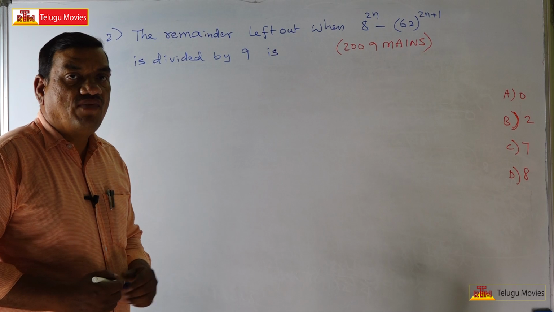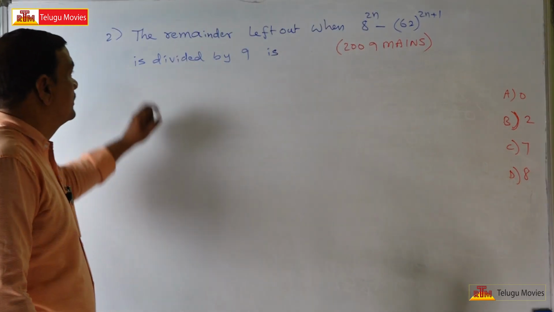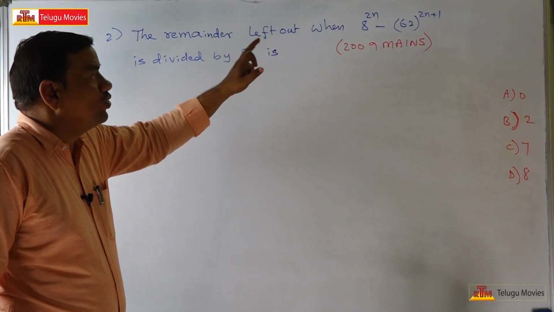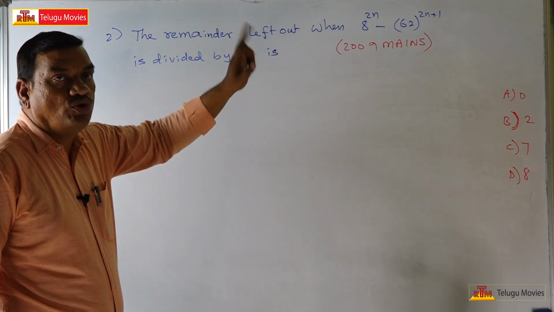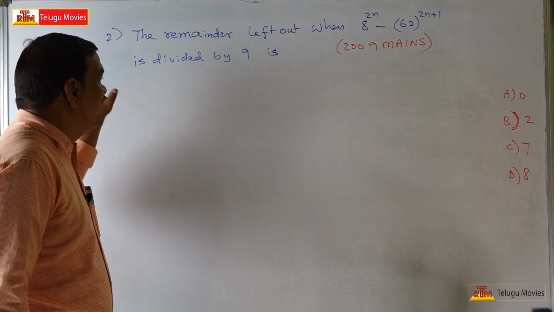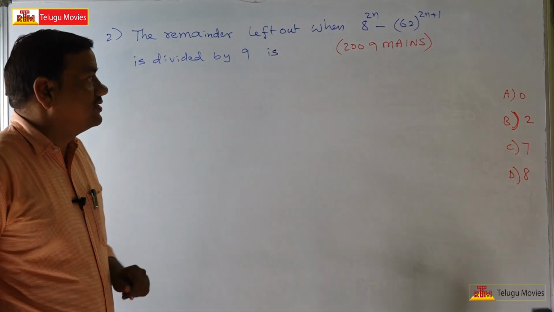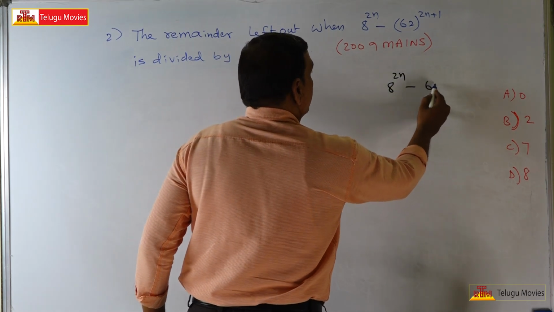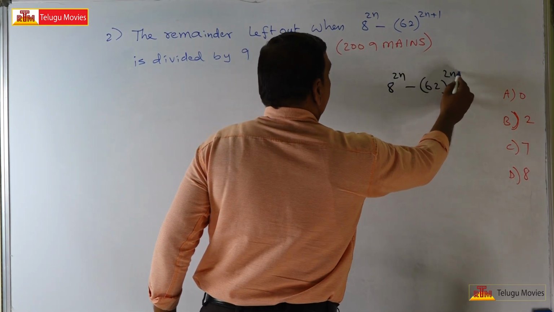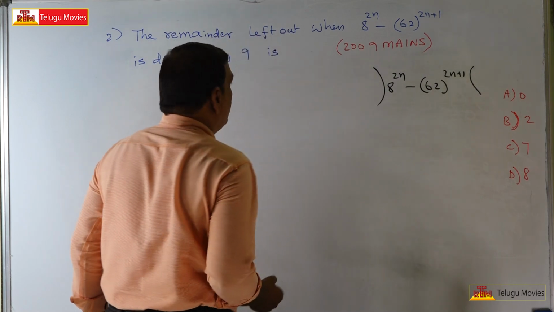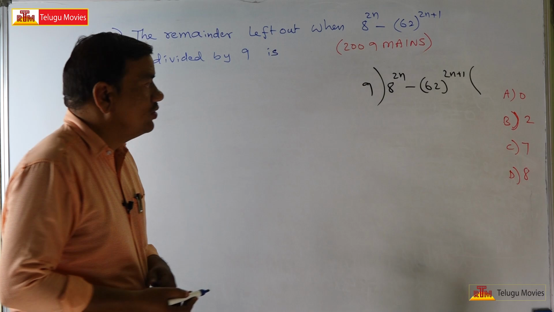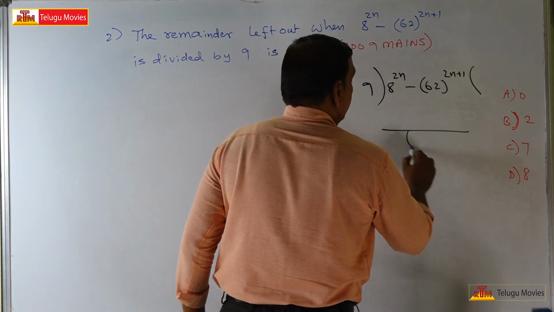Dear students, welcome to second problem. The remainder left out when 8 to the power of 2n minus 62 whole to the power of 2n plus 1 is divided by 9 is. That means when 8 to the power of 2n minus 62 whole power 2n plus 1, when this number is divided by 9, you have to find out the remainder.